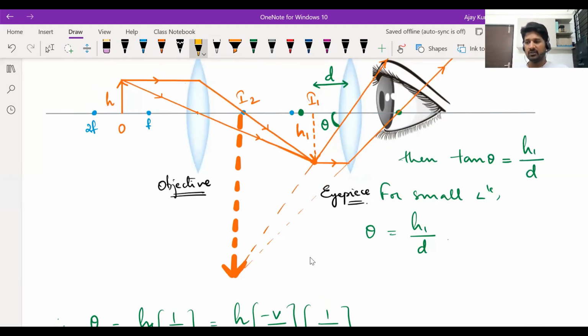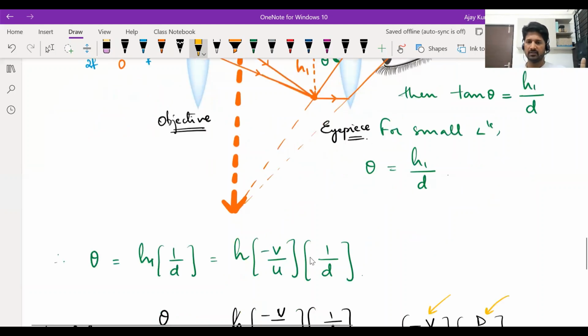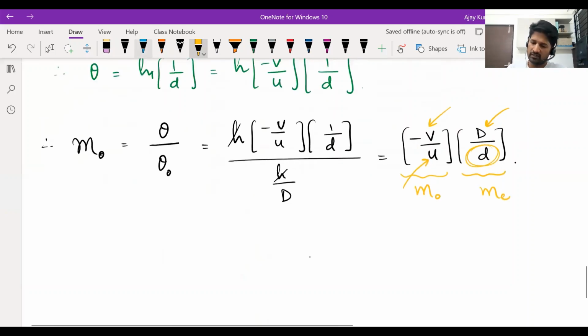So in your textbook, they take one case. They make the image form at infinity. For the image to form at infinity, small d should be the focal length of the eyepiece. So they take small d as the focal length of the eyepiece, assuming the final image forms at infinity. They have given only one case, but we are discussing it more generally.